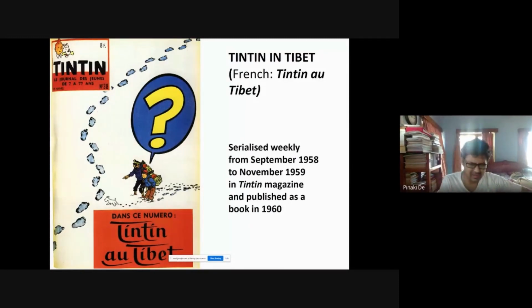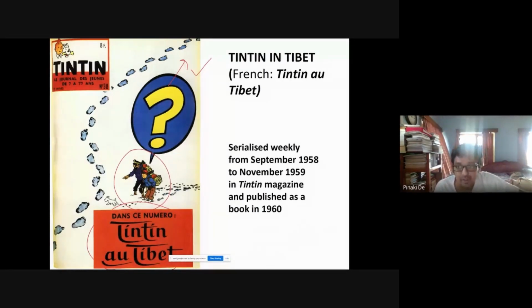Let us look at Tintin in Tibet. This is the first version in Tintin magazine, and this is the cover. Look at the way Tintin in Tibet is written, imitating Tibetan font, and you can see that there is only Tintin and Hergé present with an exclamation mark, nothing less.